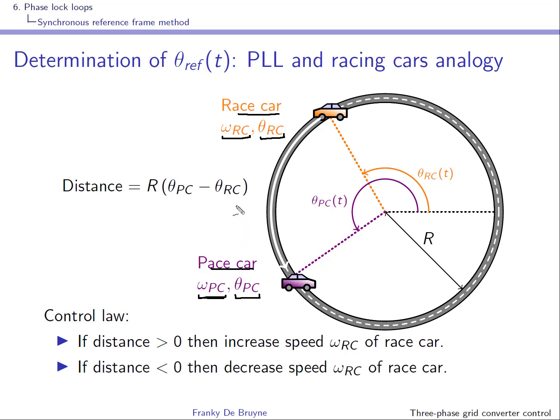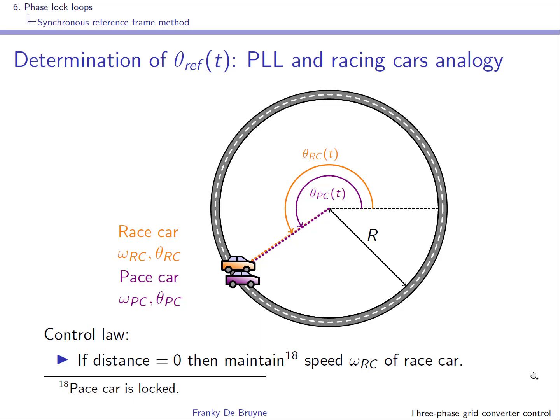So the distance between the two cars on the racetrack is simply the difference between the two rotation angles times the radius of the track. If this distance is positive, then the race car should increase its speed, and if it's negative, it should decrease its speed. Of course, if the distance between the two cars is 0, this means that the race car is locked on the pace car, so the race car should maintain its speed constant.